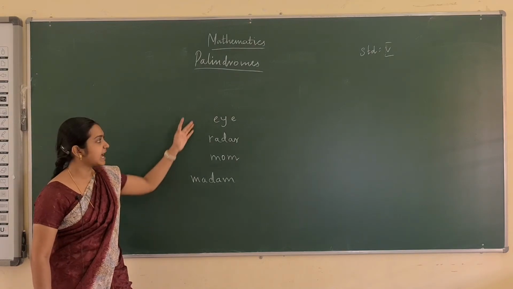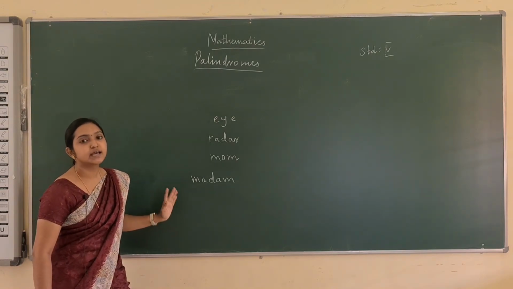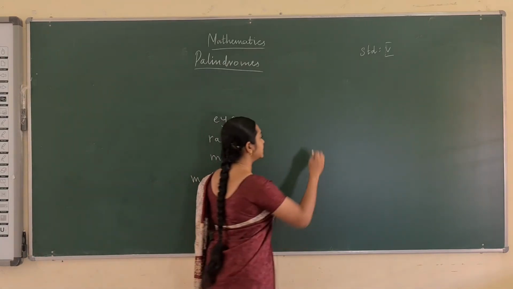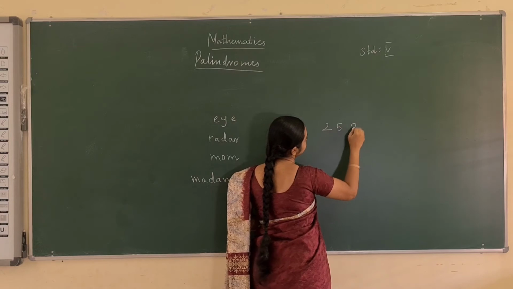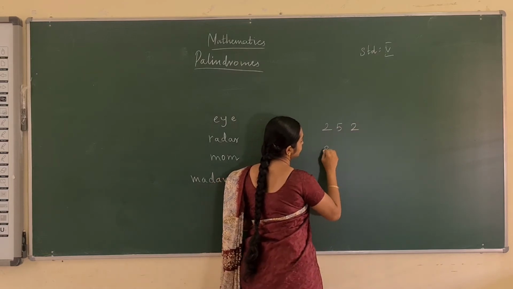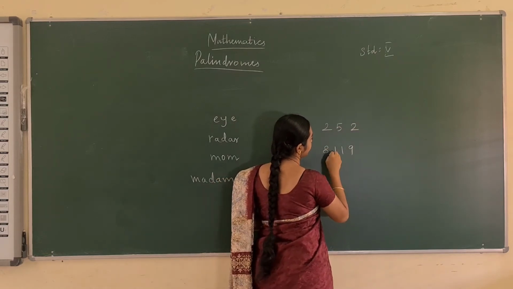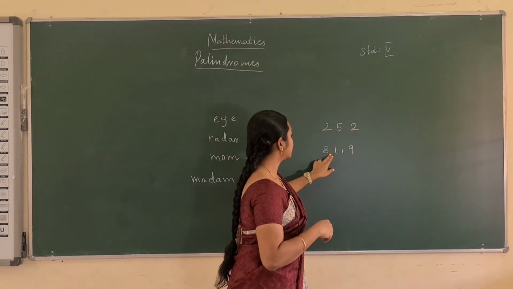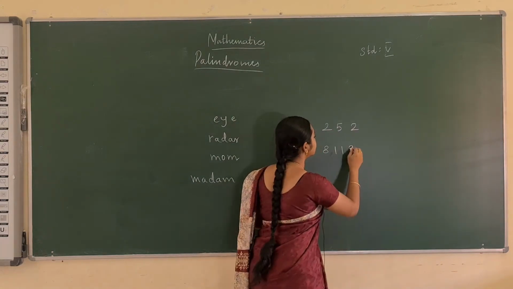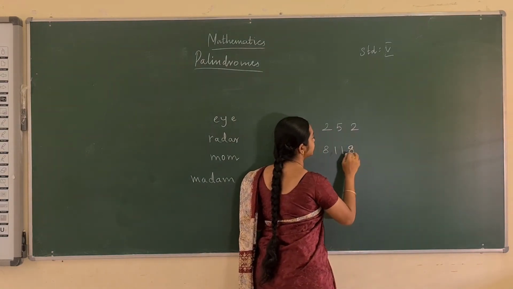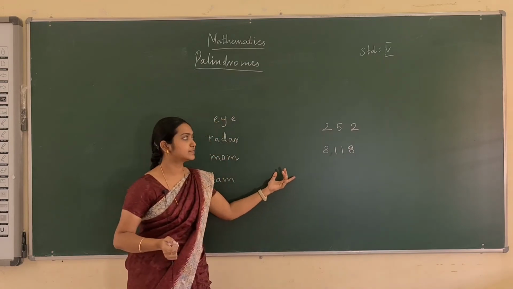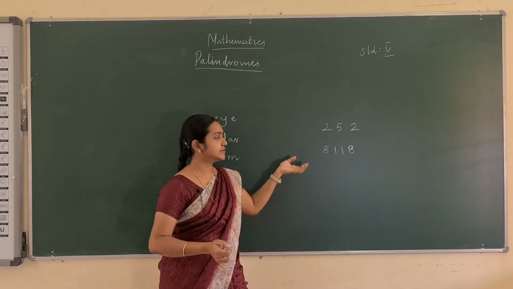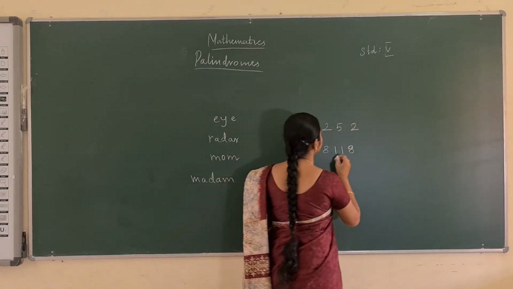In English, we are having these words as palindromes. In maths also, we are having certain numbers as palindromes. For example, 252, 8,199, 8,118. All these are palindromes. If we reverse those numbers and read, then it will also be a palindrome. 252.